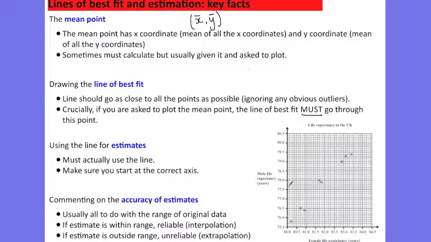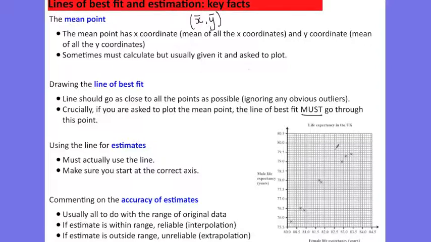And usually this is all to do with the range of the original data. Here we can see that our data ranges from approximately 80 years to 83.5. If the estimate is within the range, it's reliable. And the mathematical term to describe this is interpolation. If the estimate is outside the range of the data, so for example, if you were having to estimate for a female with 100 years, and then looking for the male, it would be outside the range.